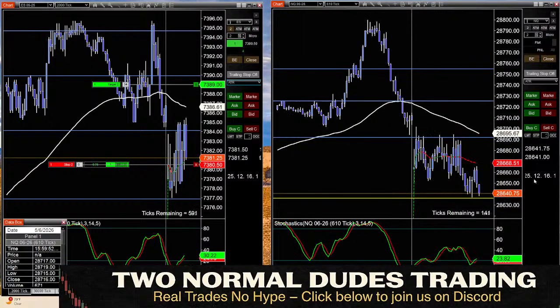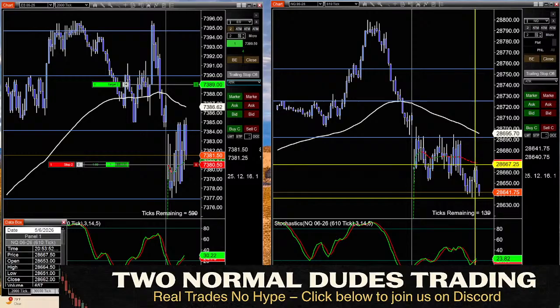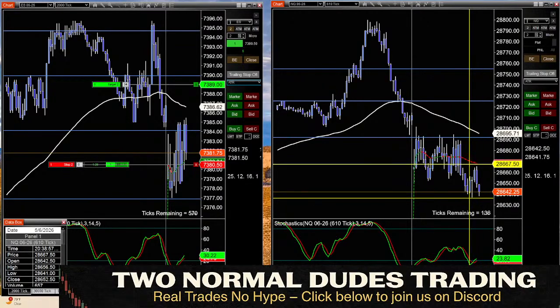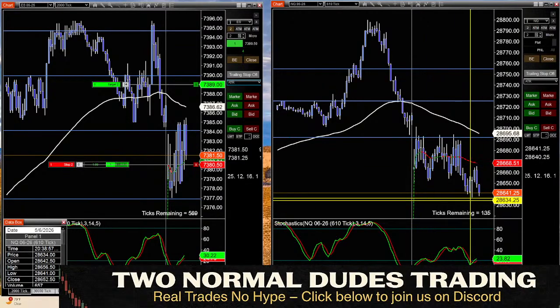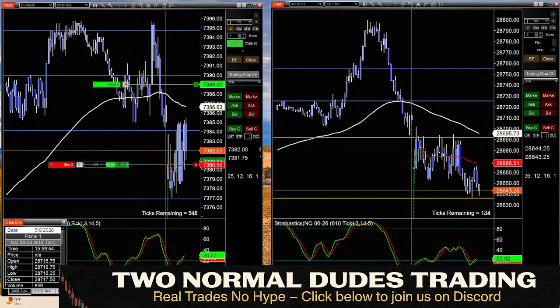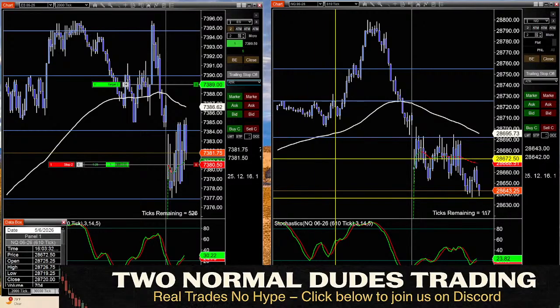It's still not bad. But see, there's nobody in the planet that can get me to buy above this or sell below this. That's what I'm saying. Look at it. So now we get a close below that level right there, that yellow line, or above VWAP. There's your trades. Until then, sit on your hands.